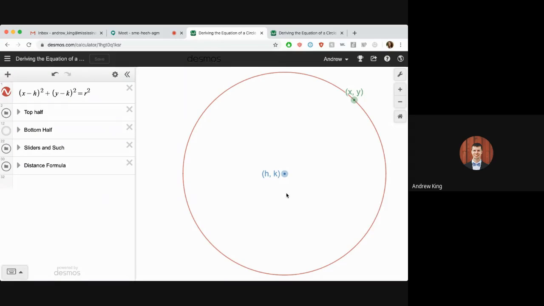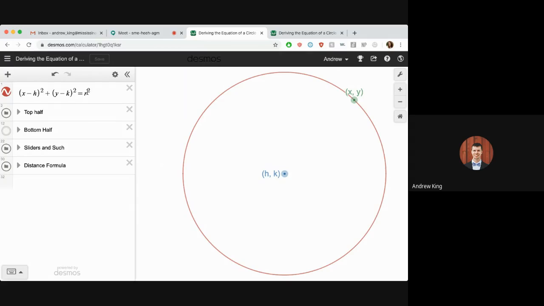So you're working on the equation of a circle right now and trying to figure out where this equation comes from. (x - h)² + (y - k)² = r². You go, that kind of looks like the Pythagorean theorem. Something squared plus something squared equals something else squared. But where exactly does that come from?